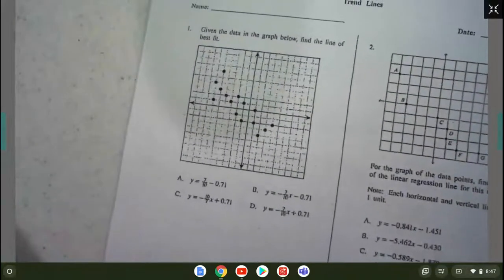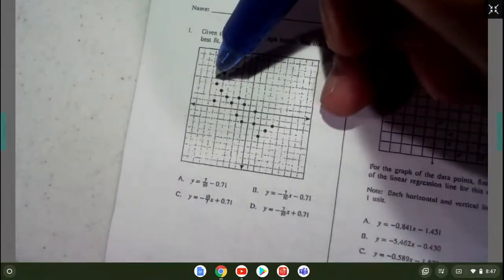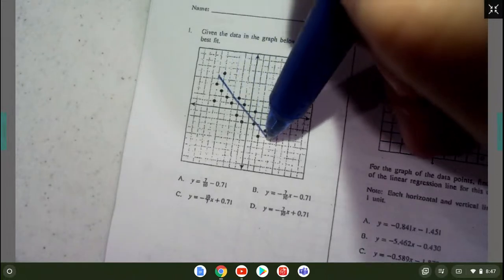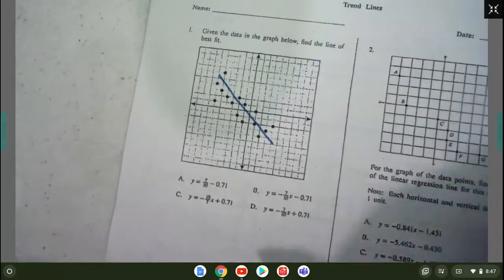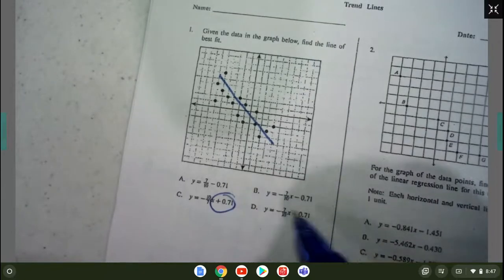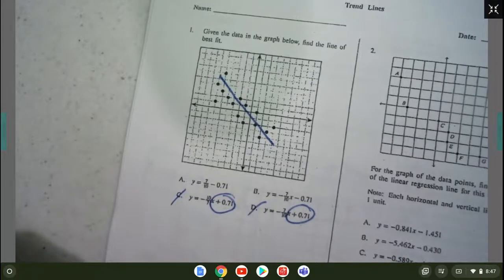Given the data in the graph below, find the line of best fit. So which one of these could it be? If I kind of draw a line in here in the middle-ish. All right. It looks to me like I'm crossing here in the negative. So probably not this one or this one because those are both positive. All right, so probably neither one of those.